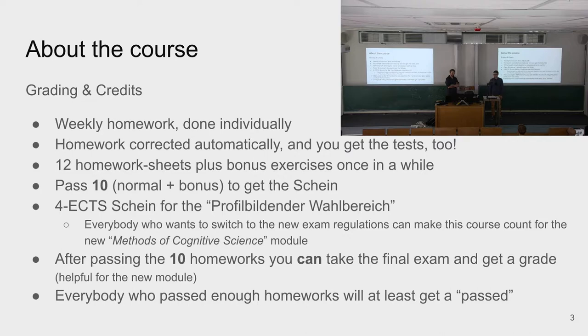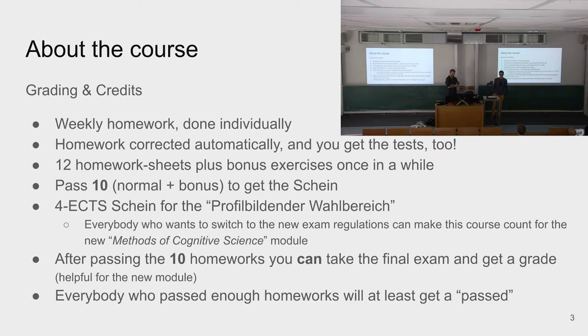So in total we will have 12 weeks, and we will have 12 regular homework sheets. And we'll also try to do a bunch of bonus exercises if we find the time and the creativity to do this. However, in total you need to pass 10 of those homework sheets, of the 12 regular and the bonus sheets, to get in the end a 4 ECTS certificate that you can use for the Profilbildender Wahlbereich.